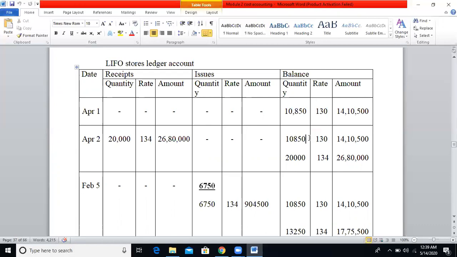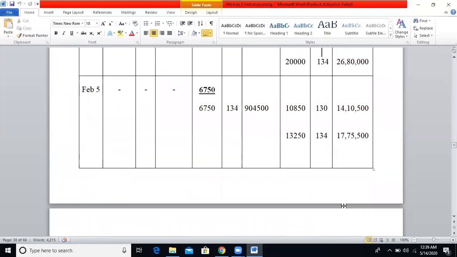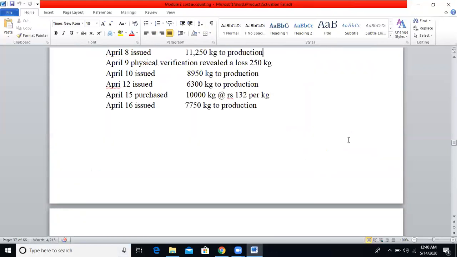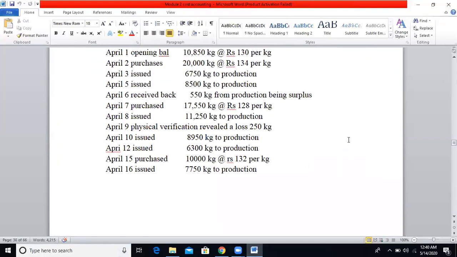6,750 into 134, if you multiply these two, you will get 9,04,500. Now, still we are having the opening balance quantity, that is 10,850 units at the rate of 130. You will get the total value as 14,10,500, and out of 20,000 units, you have issued 6,750 units. If you deduct 20,000 minus 6,750, the remaining quantity will be 13,250 at the rate of 134. If you multiply these two, you will get 17,75,500. So you have to see the latest purchase price, or the last balance quantity price which is prevailing in the balance column.